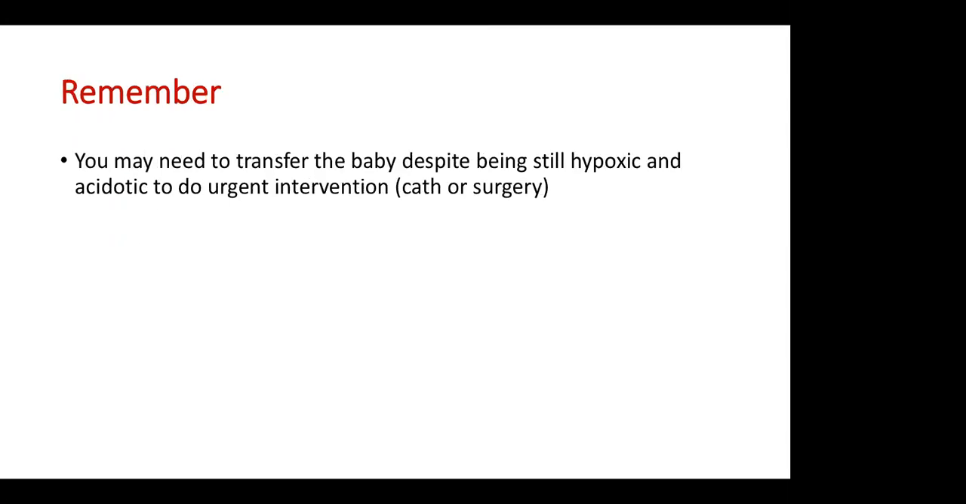Remember, you might need to transfer the baby despite being still hypoxic and acidotic for urgent intervention, either by cath or surgery like balloon atrial septostomy, because there are diseases that are surgical. You cannot fix them with medication. You cannot fix obstructed total pulmonary venous drainage without surgery. You cannot fix restrictive pulmonary and systemic circulation in TGA with prostaglandin only if there is no good ASD. He has to have an ASD, otherwise he will die.